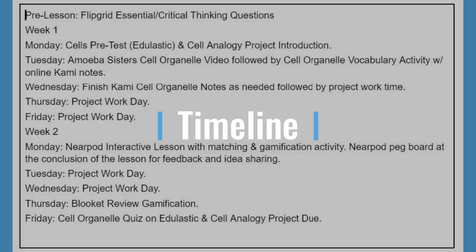Taking a look at the timeline, students will be learning from a flipped classroom blended learning model using Flipgrid. They will be assessed using Edulastic. They will have supplemental lessons using Nearpod and Kami. They will have instructional lessons using Google Slides, and they will have reviews using Blooket gamification.